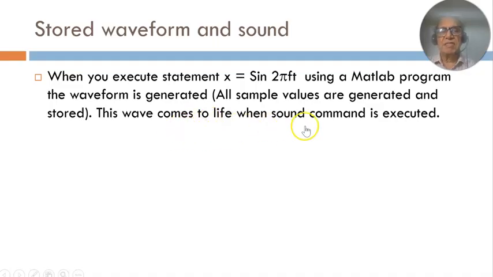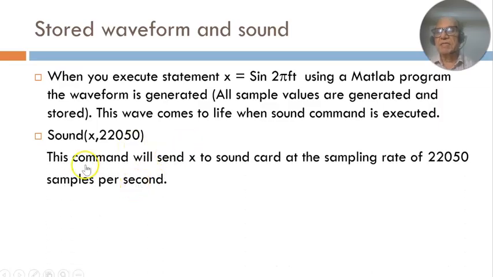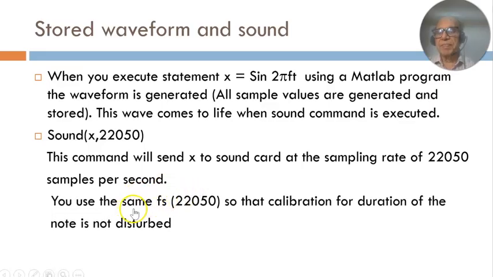But when the sound command is executed, all these samples are sent to the sound card. That command is sound x. What is sent? x, which contains all the samples for various values of time, and that is sent to the sound card at this rate 22050, because this is the rate at which we generated. So this is the rate at which we send, and therefore our duration calibration will remain correct. This command, as I said, will send x to the sound card at the sampling rate of 22050 samples per second, and we use the same fs so that the calibration for duration of the note is not disturbed.